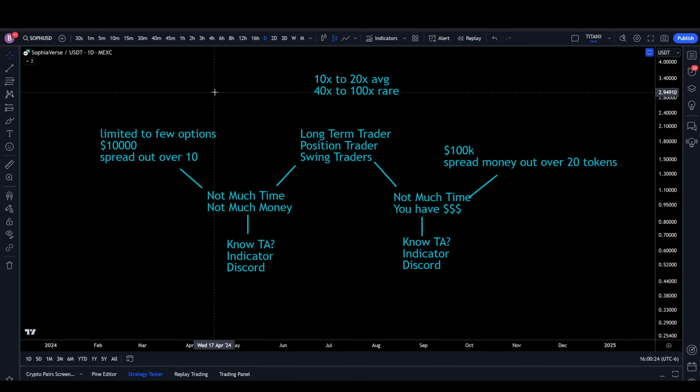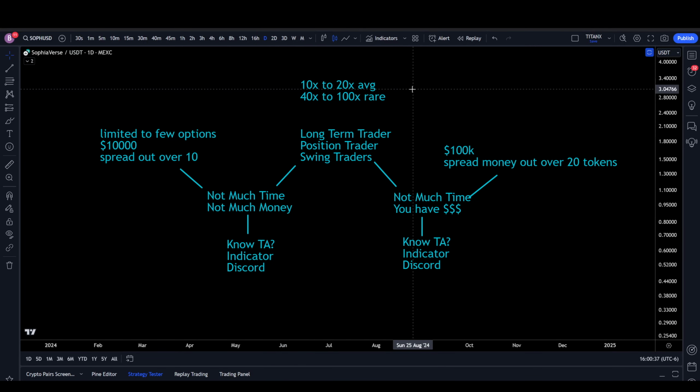Okay, so we've set all that up to now go into how to do this. I haven't thought far enough to make the transition here. So yeah, I'm just going to assume that most people don't know TA.